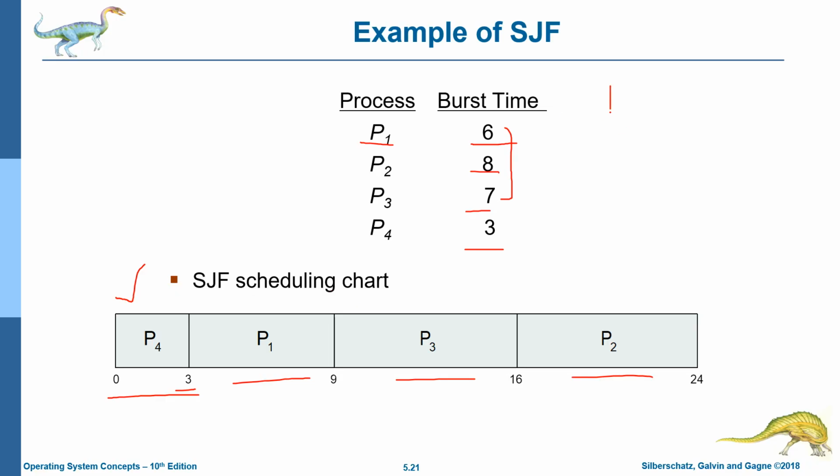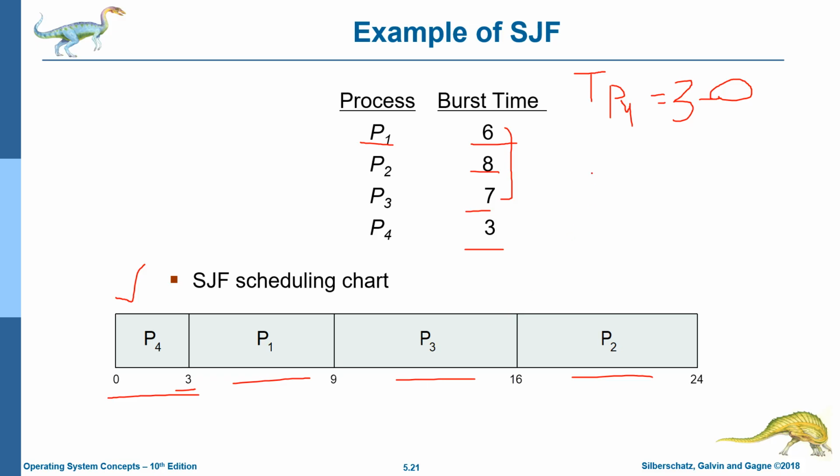So how can we calculate the turnaround time? I am writing T for turnaround time. Turnaround time of P4: completion time is 3 and arrival time is 0, so the turnaround time of P4 is 3. The turnaround time of P1: P1 completes at 9, so 9 minus 0 becomes 9. P3 completes at 16, so 16 minus 0 is 16. And P2 at 24, so 24 minus 0 is 24. That means the turnaround time is the same as the completion time.